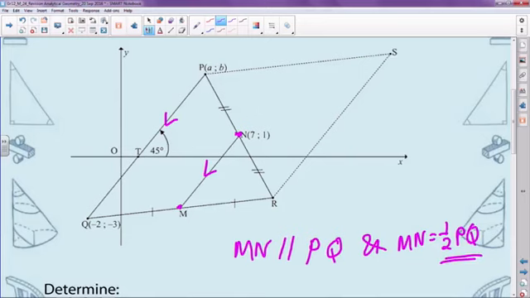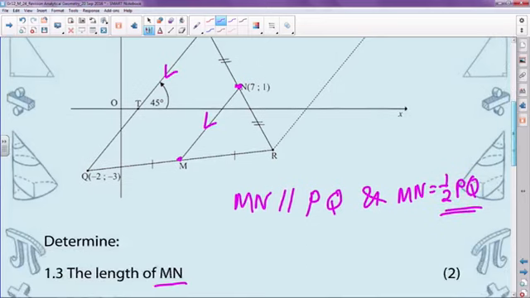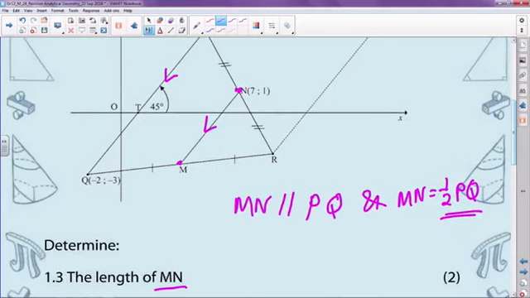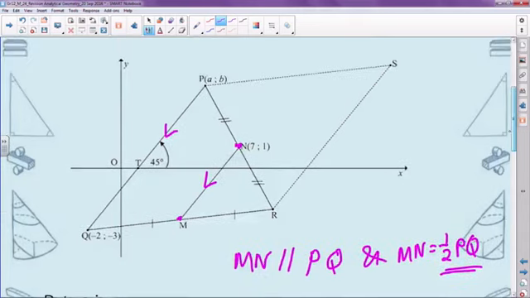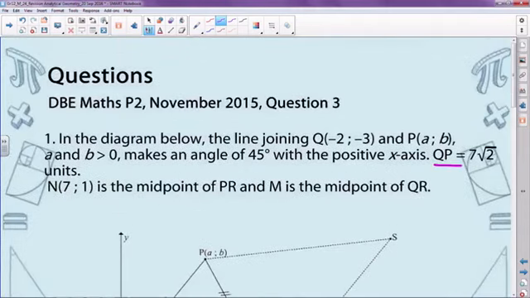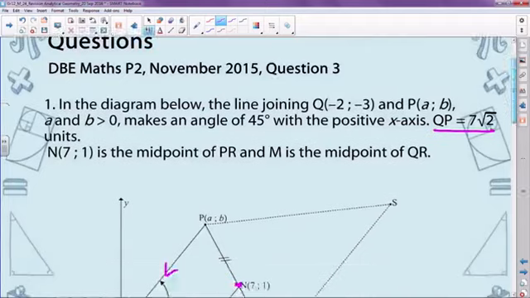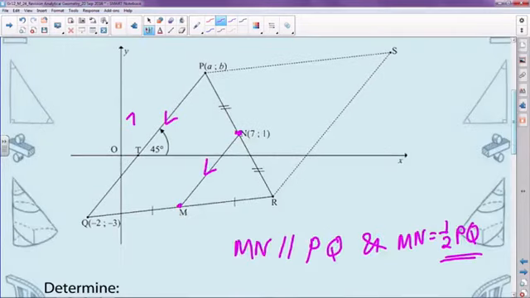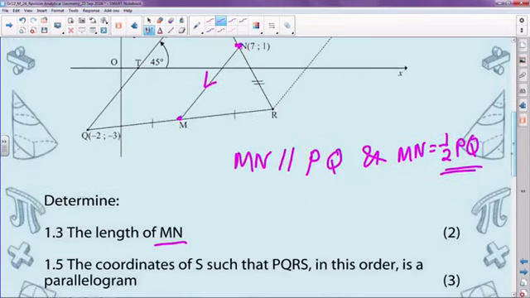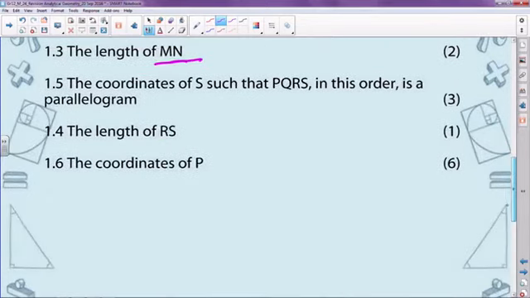Now, wouldn't it be nice if we had the length of PQ, because MN would just be half that? Well, they gave it to you, right? They said to you that PQ or QP is 7 root 2 units. So therefore, that means that this question, once we understand that we are using the midpoint theorem in this question, becomes really simple.